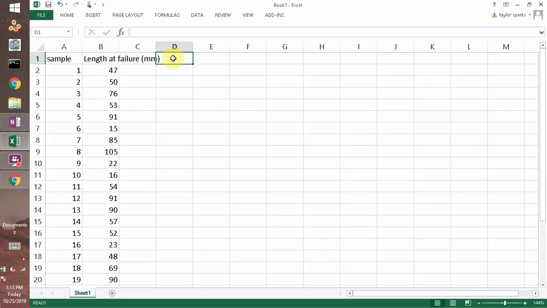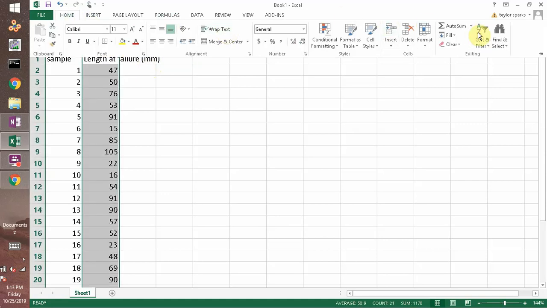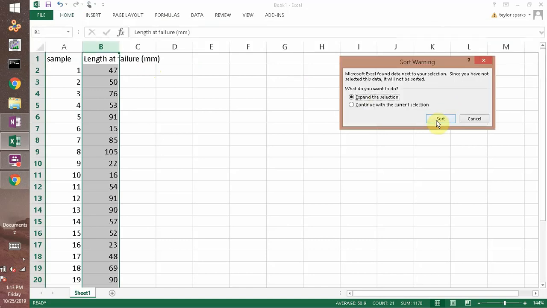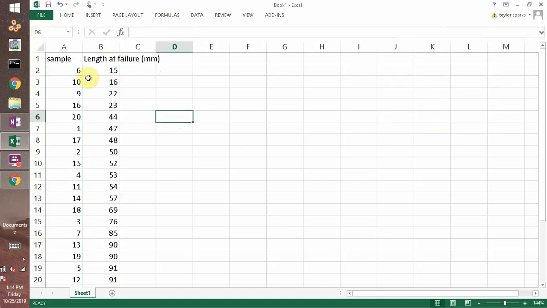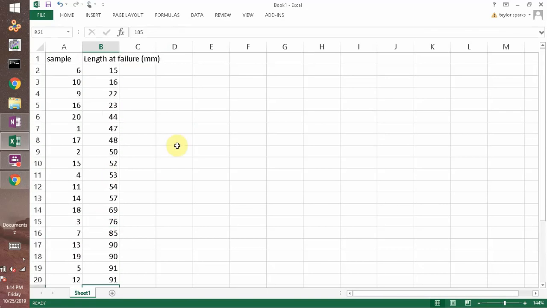That's okay, right? The first thing we do is we rank these things. So I'm just going to sort these. Home, sort, smallest to largest. We're going to expand the section. So we've sorted our samples, the lowest failure all the way up to the highest failure. Now notice that the sample IDs changed.